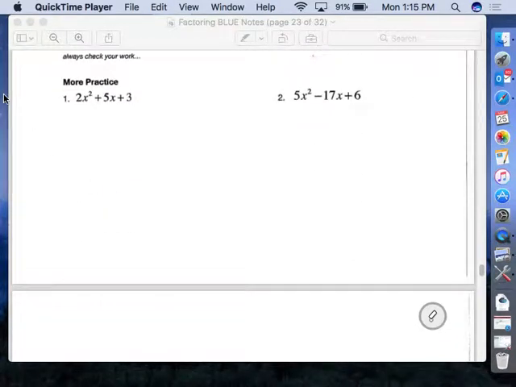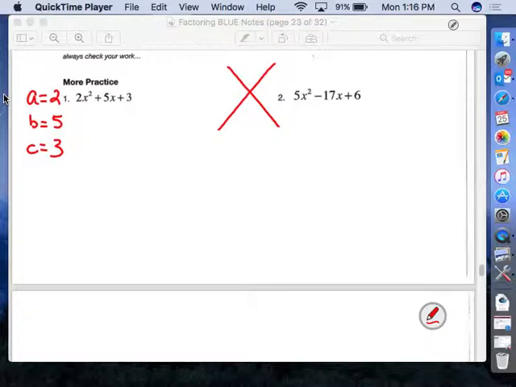Let's do number 1 on the video. So for starters, it's in standard form. You do not have a GCF, so let's go ahead and identify A, B, and C. A is positive 2, B is positive 5, C is positive 3. So for my big X, the top of the big X would take the product of A and C. That's going to be 6. And the bottom of the big X is going to take the coefficient on the linear term, which is 5. So I'm now looking for factors of 6 that add to 5. And that's going to leave me with 3 and 2. Noticing that 6 is positive and 5 is positive, that means that my factors are both positive.